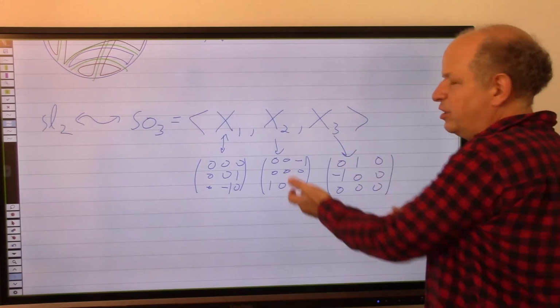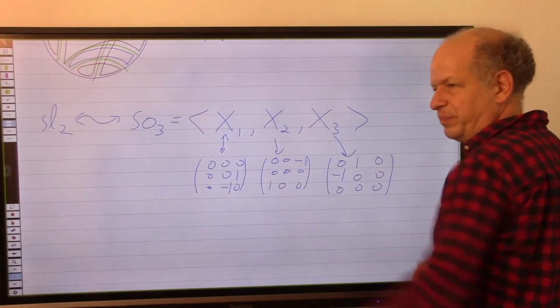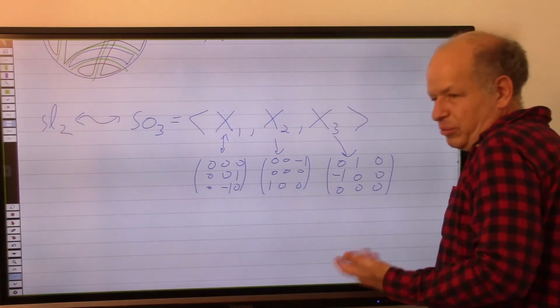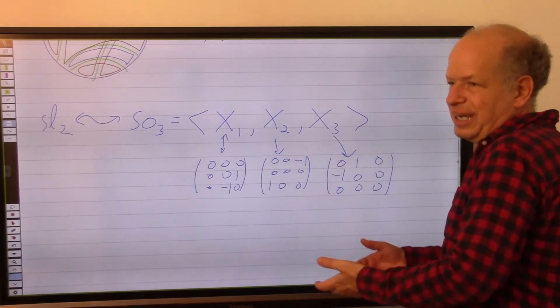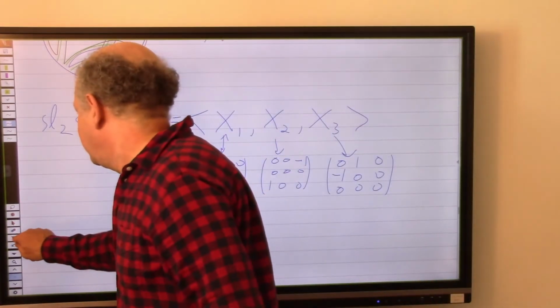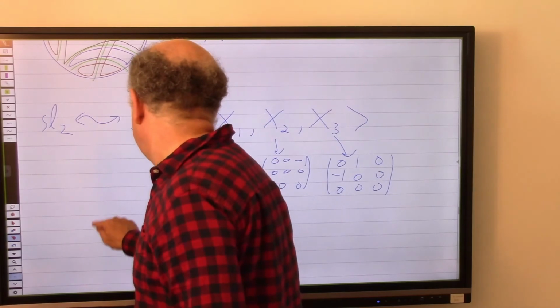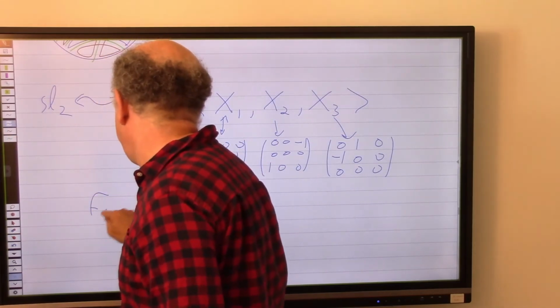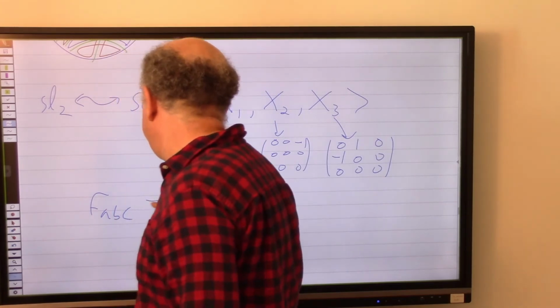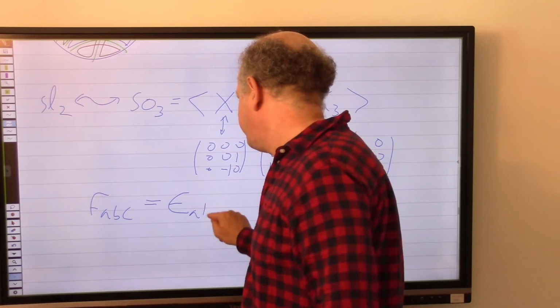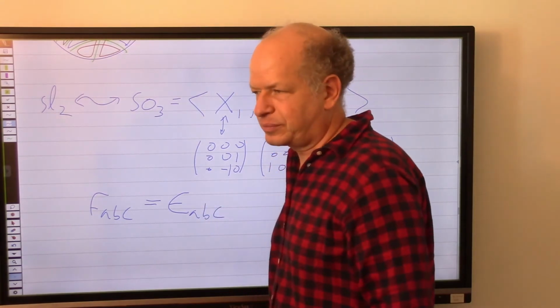Okay, the inner product is again the trace of the product. But I don't want to go through it again. It's just the same, but at the end you get something very, very simple. So f, the structure constants f_abc, becomes something that also has a name. It's called epsilon_abc.